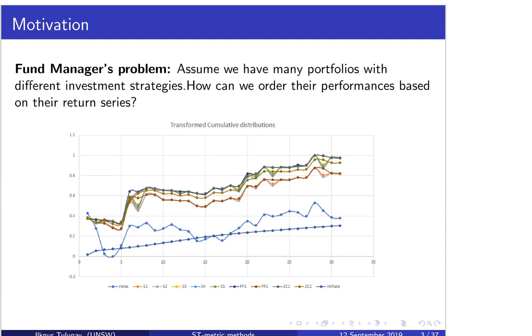A few years ago, I faced the following problem as a researcher, not as a fund manager. Each curve in this graph represents an investment strategy. The question is, how can we order their performance based on their return values? As we see, some of the curves are so close to each other. How close must the curves be for us to assume that the performances of their corresponding strategies are the same?